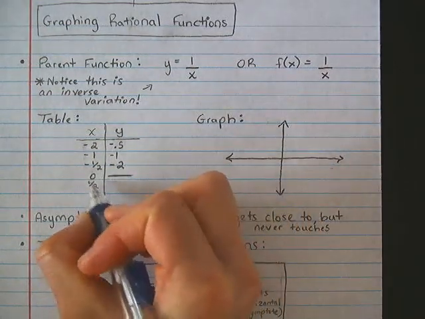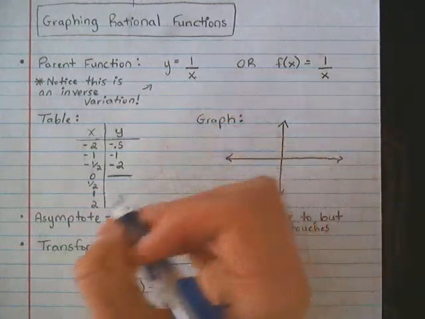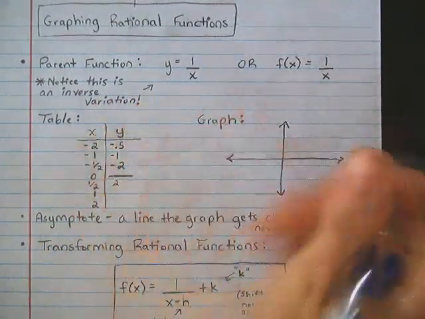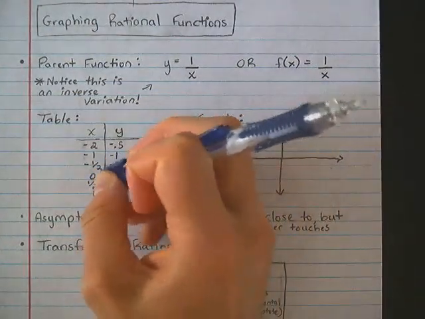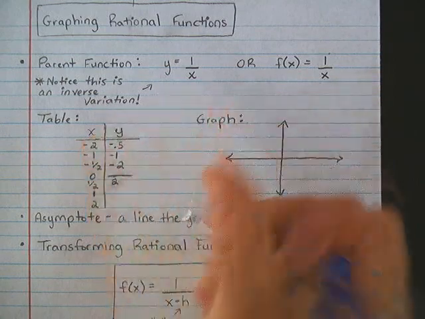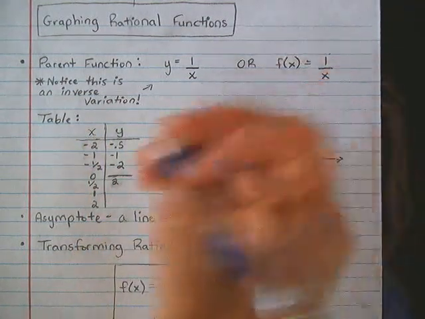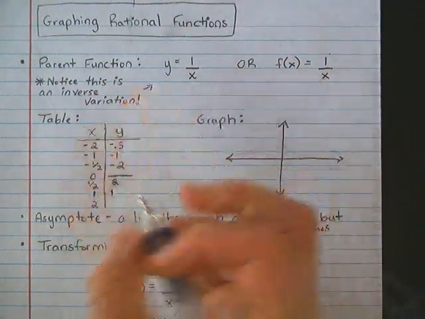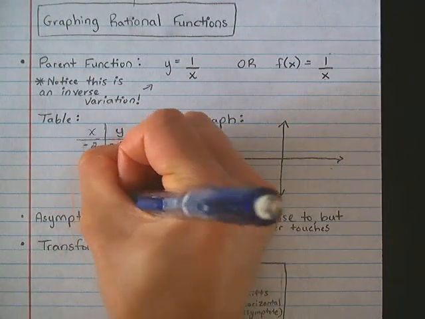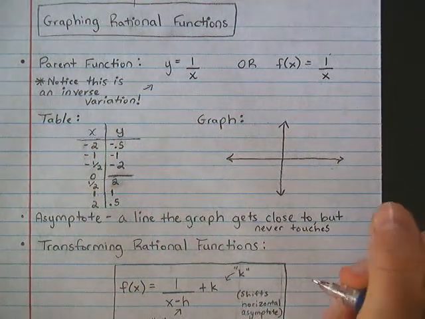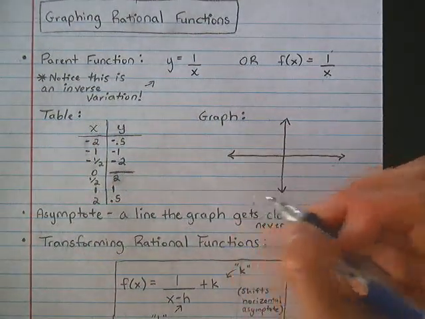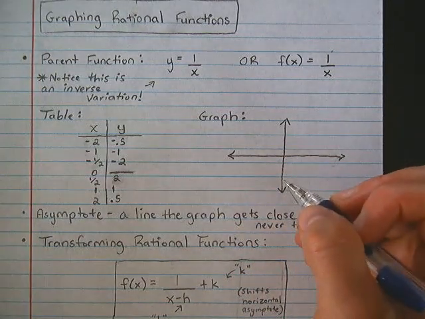When we plug in 1/2, it'd be 1 over 1/2. So we multiply by the reciprocal like we did with the other fraction, and we'd end up getting a 2. And then when we plug in the 1, it'd be 1 over 1, which is 1. When we plug in the 2, it'd be 1 over 2, which is 1/2, or 0.5. From here, we're just going to graph those coordinates to see what this function looks like, which you're going to notice looks a little different than what you're used to.